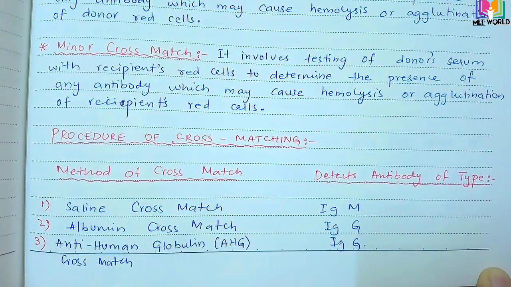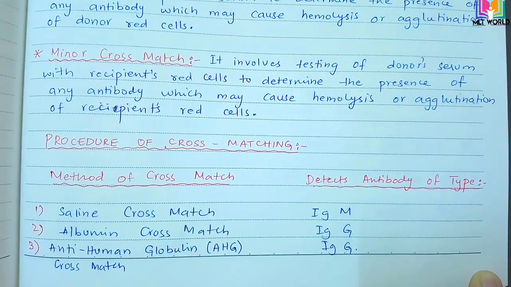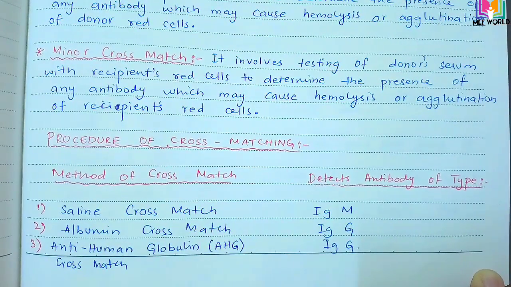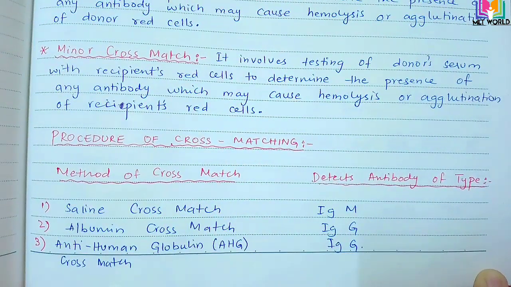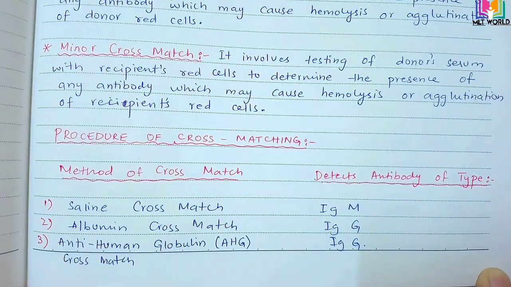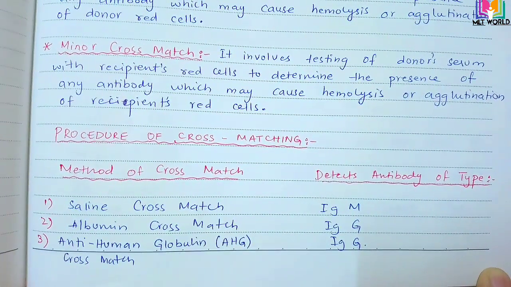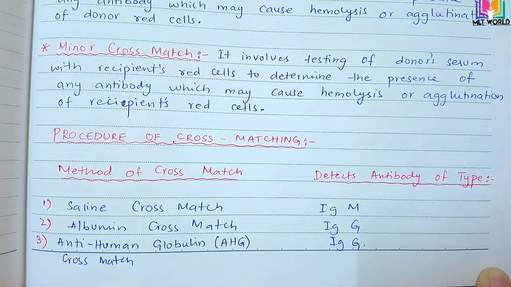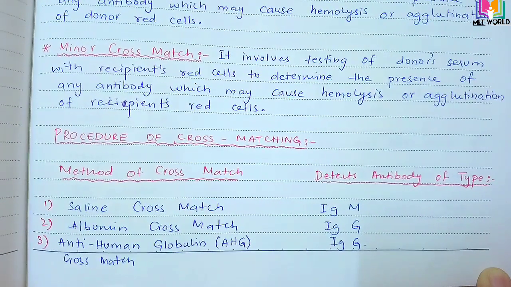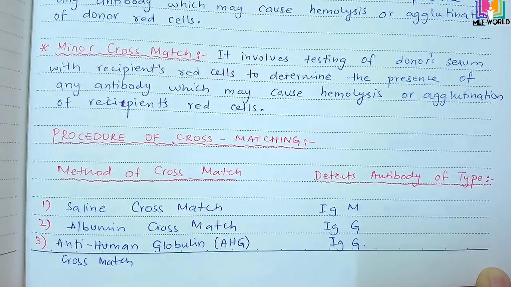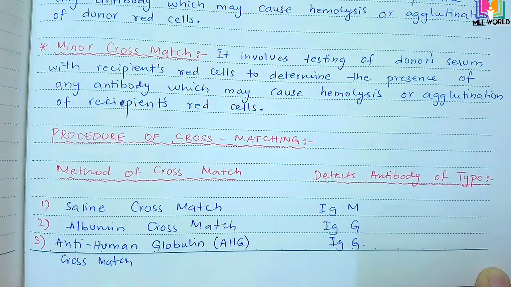Which type of antibody will we detect? It will be IgM. In albumin cross match it will detect IgG, and in anti-human globulin cross match it will detect IgG also. And as I told before, the most common method we will use is anti-human globulin cross match. Now first we will see the procedure of major cross match, then we will go to the procedure of minor cross match. After that we will see result and interpretation.